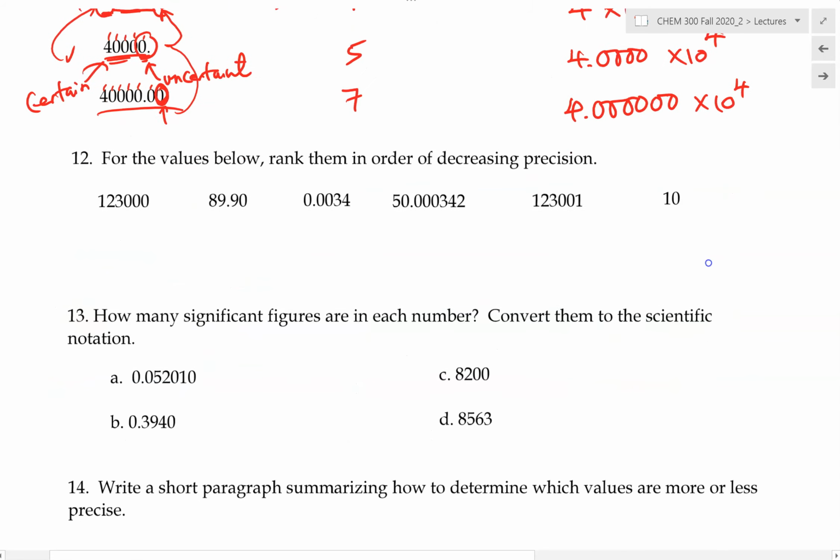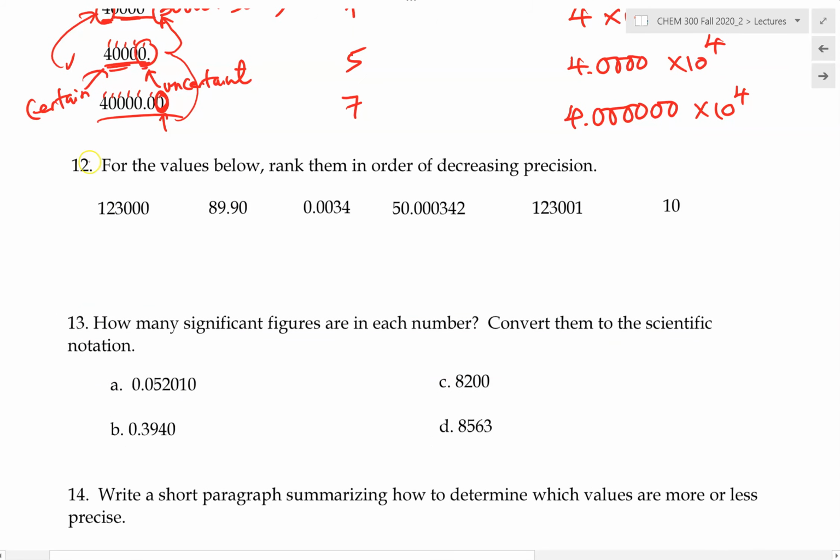And now let's try another example. Problem number 12. For the values below, rank them in order of decreasing precision. So we need to determine which is most precise, followed by which one. These are the different values. And again, please remember this: it's actually where the uncertain digit exists that makes a value more or less precise than another, not how big or how small it is.